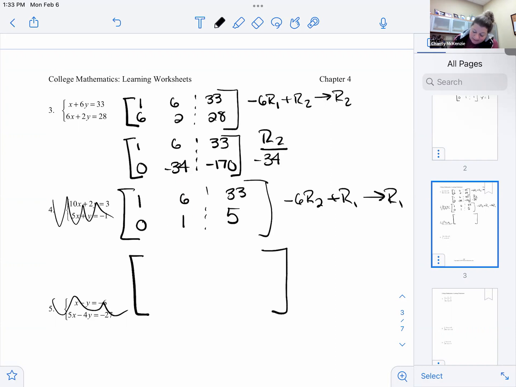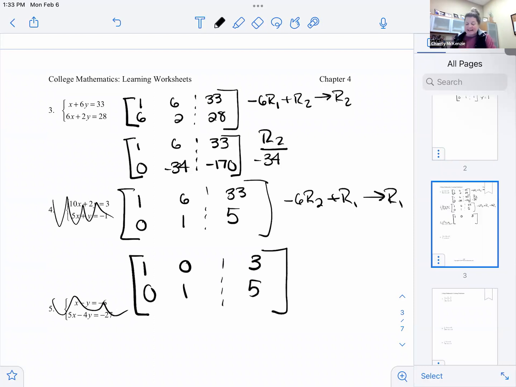So negative 6 times 0 plus 1 is 1. I want it here, right? So let me show that. Negative 6 times 0 plus the 1 is 1. Negative 6 times 1 is negative 6 plus 6 is 0. And then 3, I don't really need my calculator. Negative 6 times 5 is negative 30 plus 33 is 3. Okay, the bottom row stayed the same.